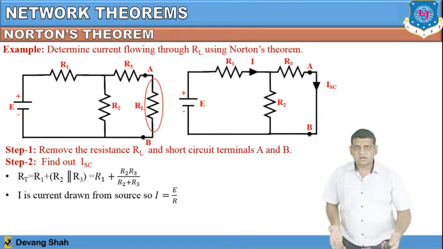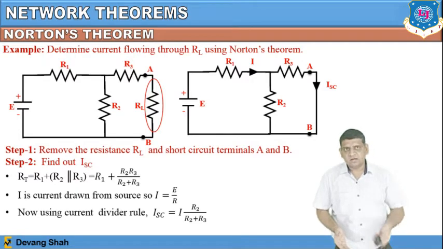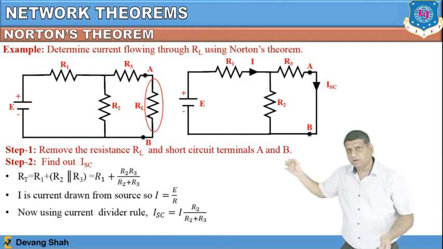Then you have to find the circuit current I, that is equal to E by R, and from there you can find ISC is equal to I into R2 divided by R2 plus R3. Then you can see the second network from here.